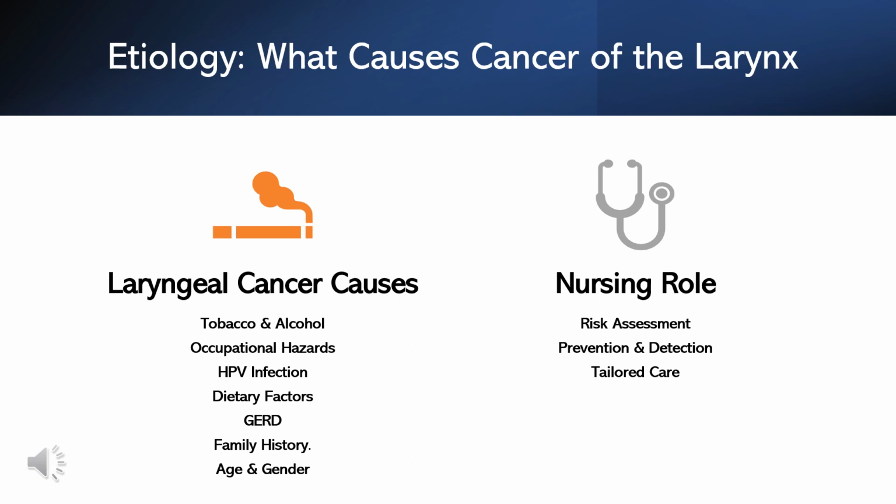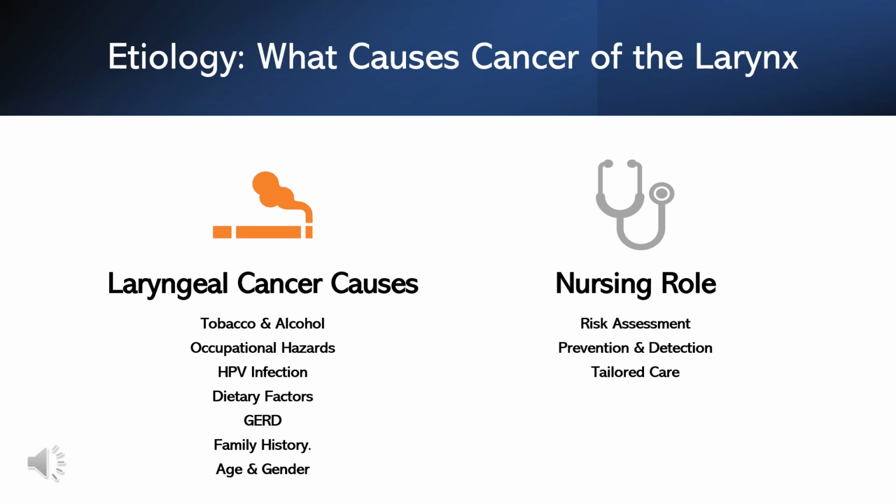Ethanol in alcoholic beverages can act as a solvent, enabling tobacco carcinogens to penetrate the cells of the larynx more easily. Workers in certain industries face heightened risks. Exposure to asbestos, wood dust, paint fumes, and certain chemicals used in the metalworking industry can contribute to laryngeal cancer.